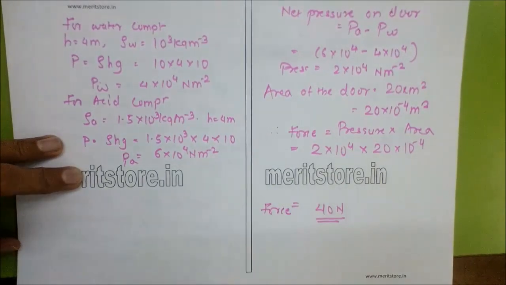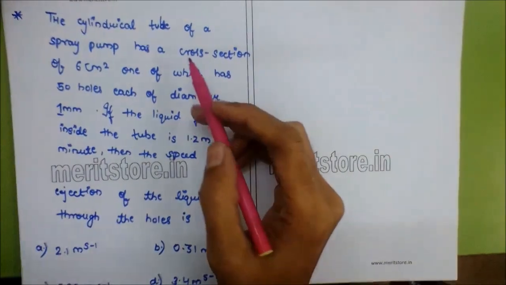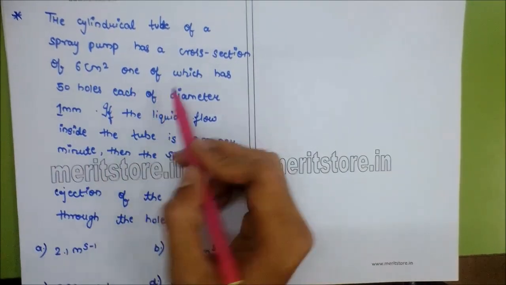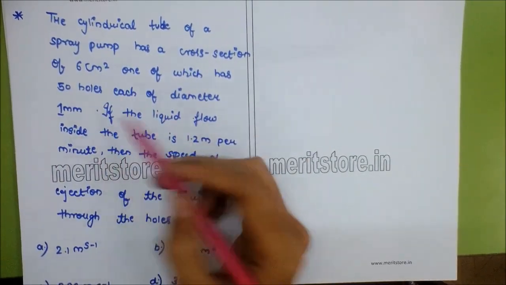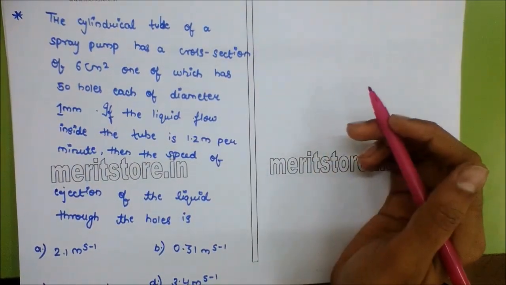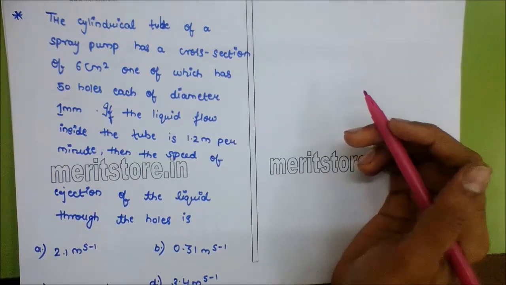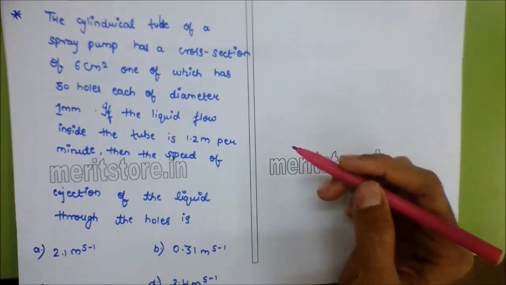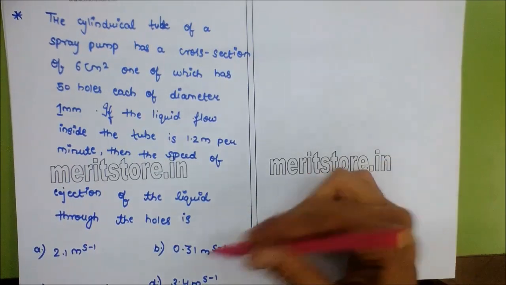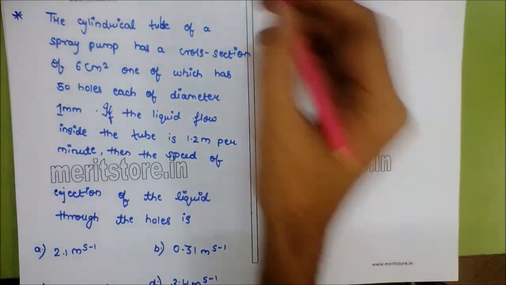Okay, the cylinder tube of a spray pump has a cross section of 6 centimeters square, which has 50 holes, each of diameter 1 mm. If the liquid flowing inside the tube is 1.2 meter per minute, then the speed of ejection of the liquid through the hole is: a, 2.1 meter per second; b, 0.31 meter per second; c, 0.96 meter per second; and d is 3.4 meters per second.